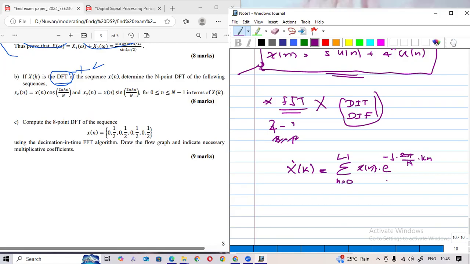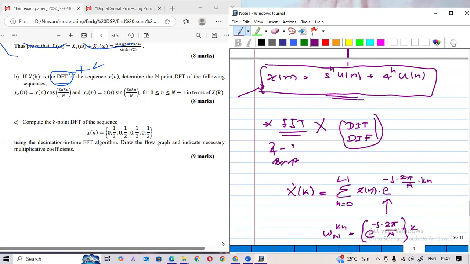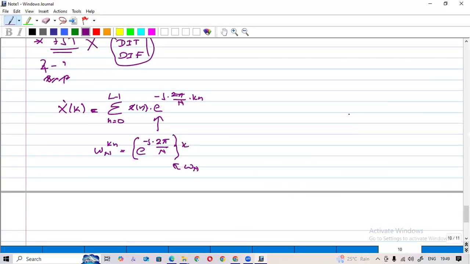Maybe you can remember that this one is also written as a matrix. It is defined as W_N^{kn}, which is e to the power minus j 2π/N kn. This is omega N actually. If you are asked to find the 4-point or 8-point DFT, that means this N is 8. So k will be 0, 1, 2, 3 up to N minus 1, so it will be 7.